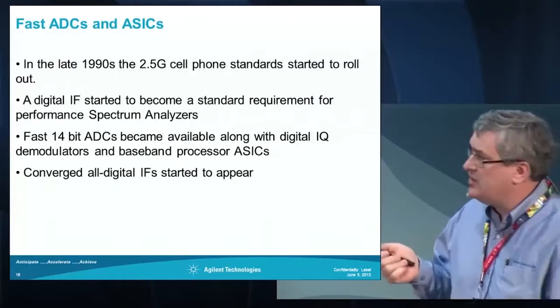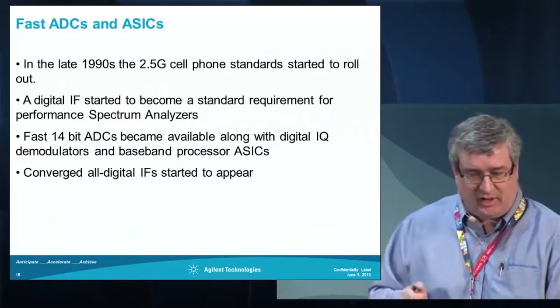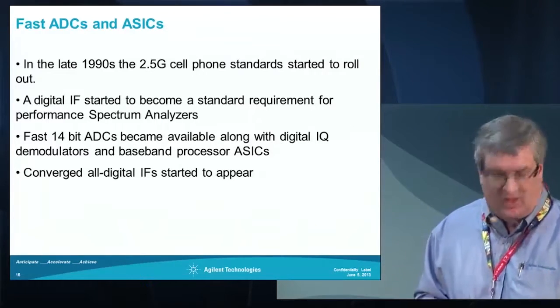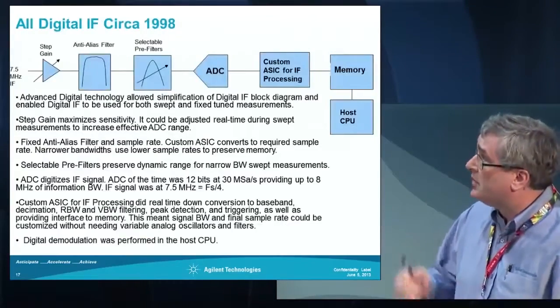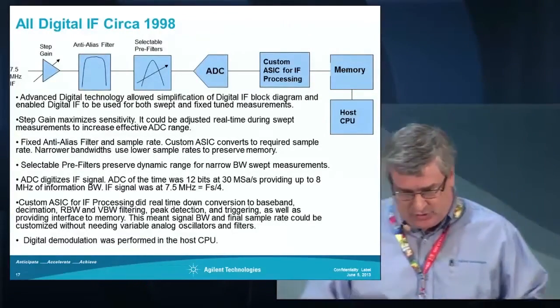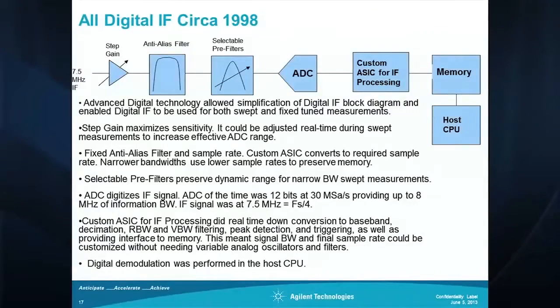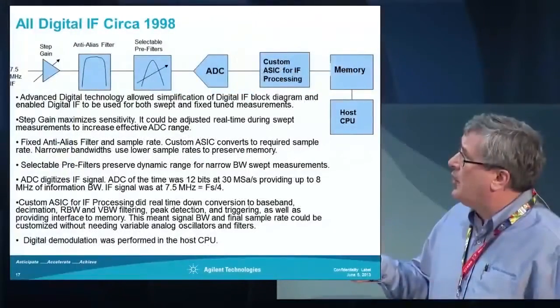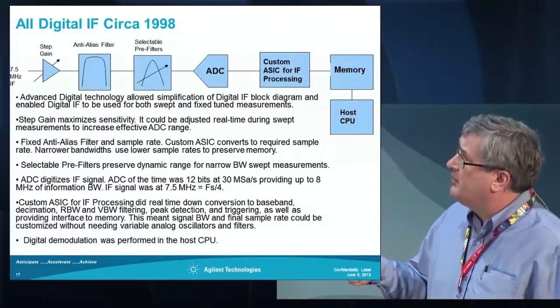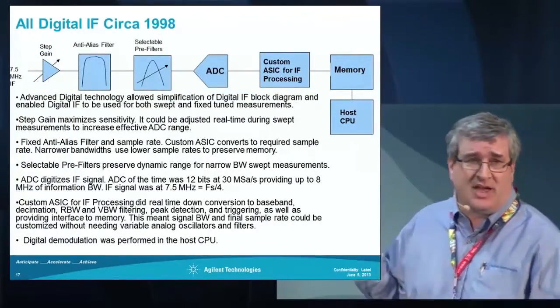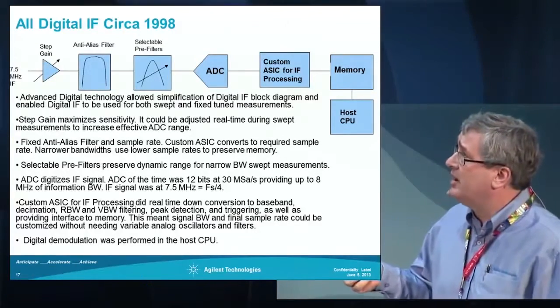And around the early 90s is when we first started to see vendors ship converged all digital IFs for their spectrum analyzers. So this is the block diagram. One of the first ones that Agilent did. This was for the PSA. So similar to what you've seen before, except we come in from our step gain. This was actually a variable gain that could change over time.